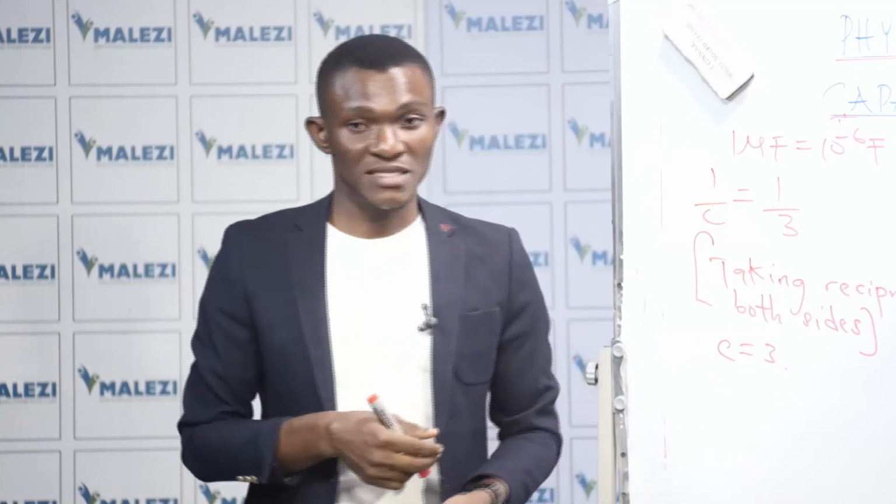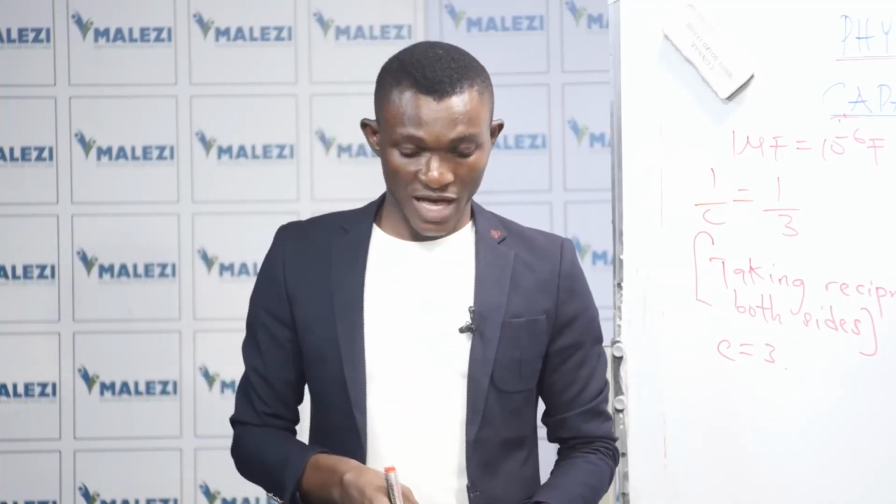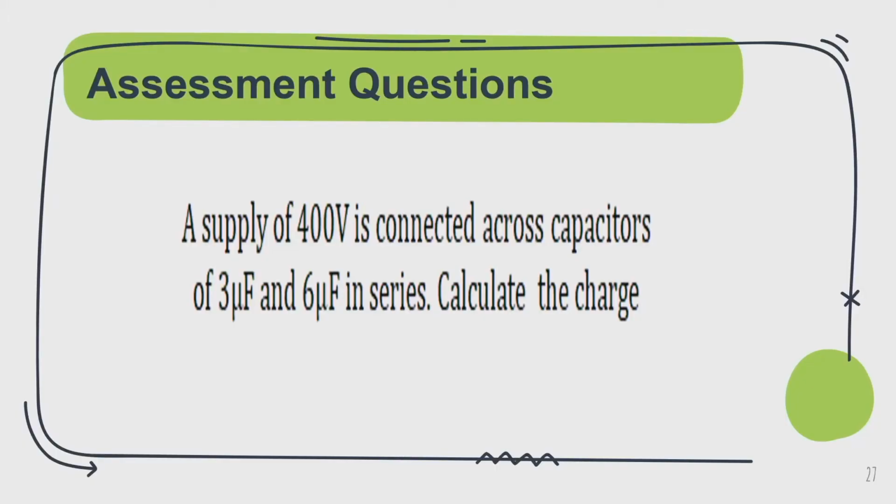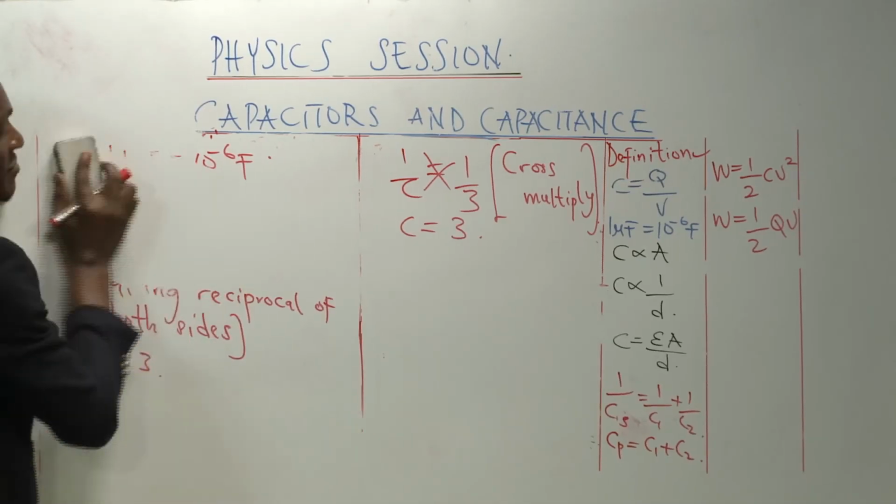Yeah. So let's take a look at some of the questions we have here. Okay, the first question is asking that a supply of 400 volts is connected across capacitors, 3 microfarad and 6 microfarad in series. Calculate the charge. So let's see if we can try this. A supply of 400 volts.